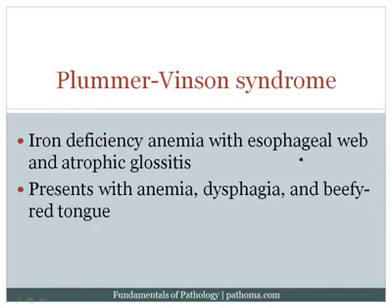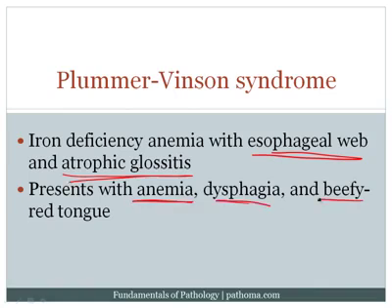One associated syndrome to be familiar with, it's relatively high yield, and so we're going to throw it in the context of this discussion. It's called Plummer-Vinson syndrome. This is iron deficiency anemia that has an additional association of esophageal web and atrophic glossitis, such that the patients present with anemia, dysphagia, and a beefy red tongue.